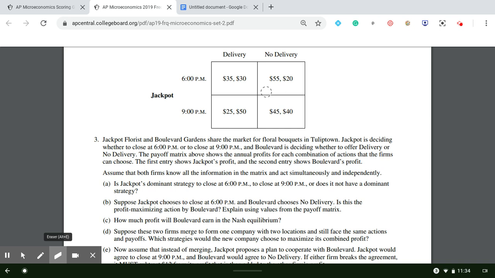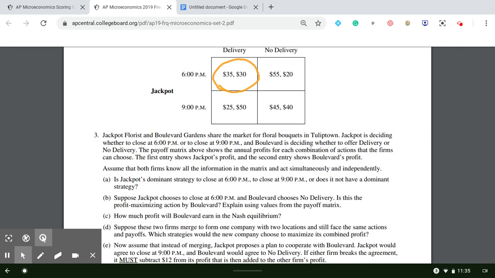How much profit will Boulevard earn in the Nash equilibrium? The Nash equilibrium is the place on this payoff matrix where there is no incentive for either side to cheat, and that place will probably be right here. That's because we've already shown that Jackpot has a dominant strategy to close at 6, and if they're going to close at 6, we see that Boulevard will choose to deliver. So that's where we're going to be.